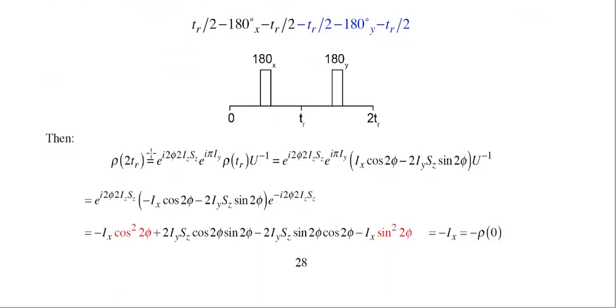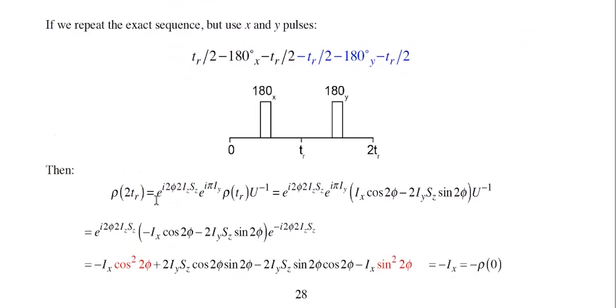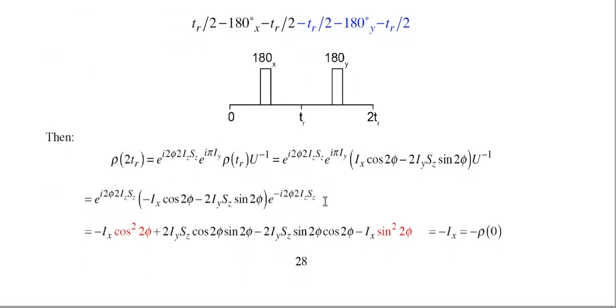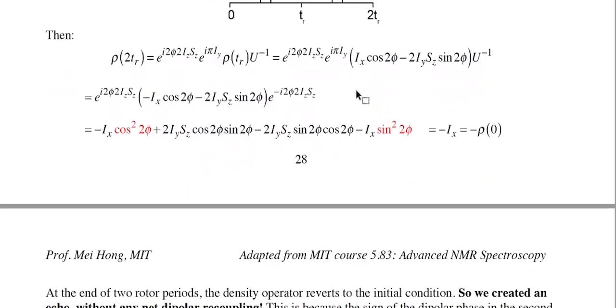Let's say I want to calculate rho density operator at end of 2 rotor periods, starting from the first rotor period result that I just did, which looks like here, right? Then I already know what's the second rotor period average Hamiltonian, because it looks just like the first rotor period. So I have e to the i 2 times phi IzSz, and then there's a pi pulse effect. But anyways, and rho TR, and then you do this. Okay, so this math is some work to go through, but it's not too bad.